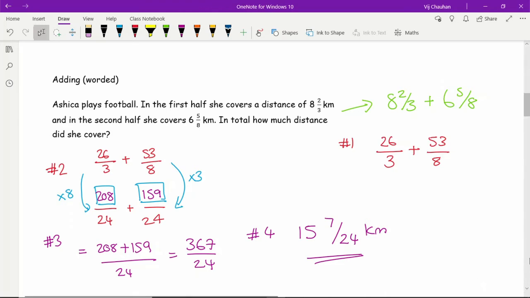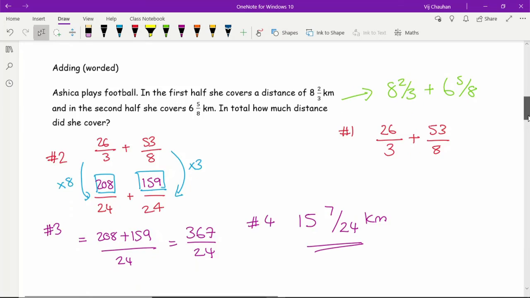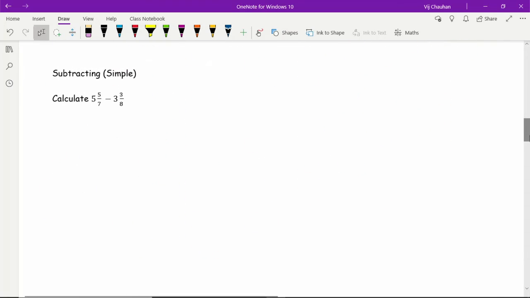So let's have a look at the next part. So this time, if I'm not mistaken, is subtraction. Now subtraction is done in the exact same way. So again, the first thing we want to do is convert both 5 and 5 sevenths and 3 and 3/8 into improper fractions. Now again, with practice you should be able to do this in your head. So I've got 5 times 7, which is 35, plus 5, which is 40, and the original denominator stays the same. And I've got 3 times 8, which is 24, plus 3, which is 27, over 8.